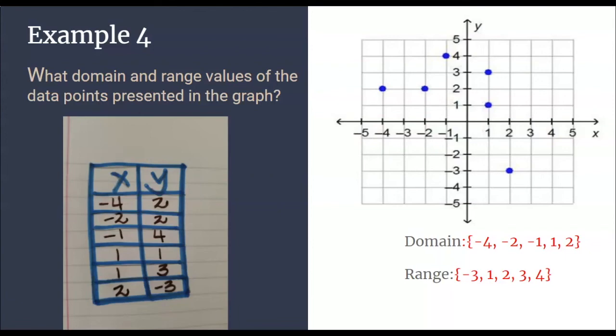A couple things you should notice. The domain and range are both listed in order from least to greatest. Sometimes you do have to reorder the numbers based on the chart. Notice that in our domain and range, we do have 5 values, even though we have 6 points. We have duplicates in the domain, which are the 1s, and duplicates in the range, which are the 2s, and we only write those one time.